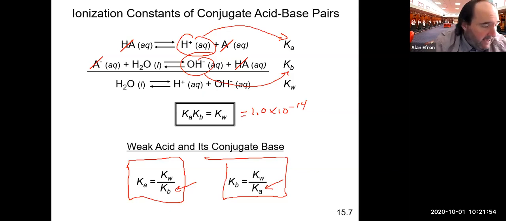It's basically the same calculation. You take 1 times 10 to the minus 14, and you divide it by the K value they give you, either the Ka or the Kb value. Any questions on that there?